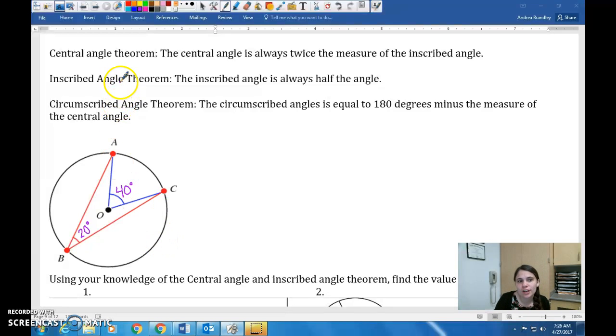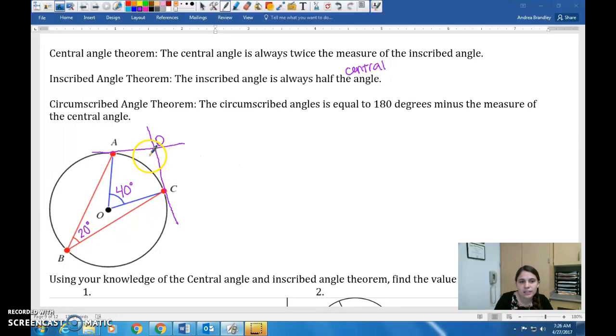The inscribed angle theorem is very much the same as the central angle theorem. It's just that the relationship is switched. So the inscribed angle is always half the central angle. If I didn't know that this was 20, but I knew the central angle was 40, I'd know the inscribed angle is 20. And then let me go ahead and draw our other angle again.